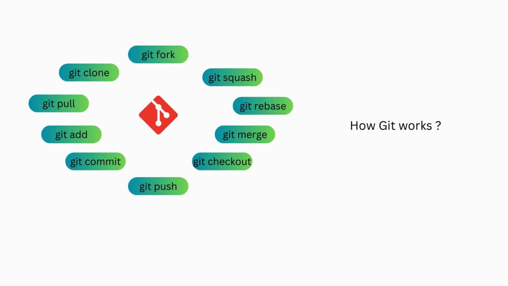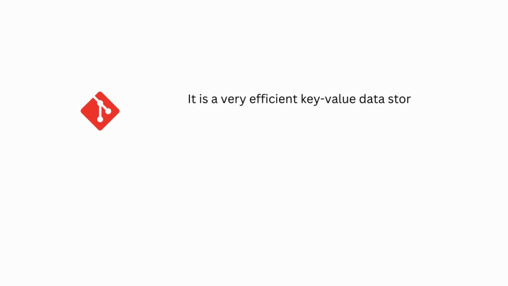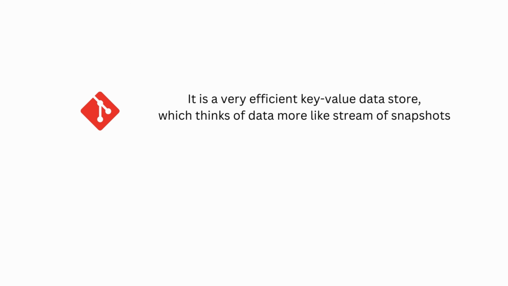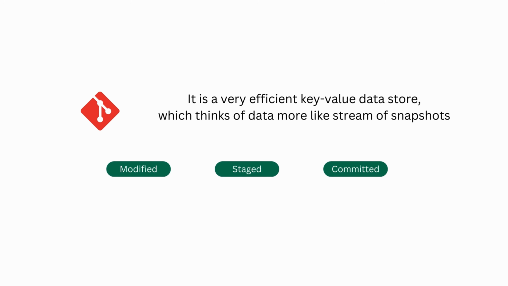If we go by definition, Git is a very efficient key value data store which thinks of data more like a stream of snapshots and has three stages, namely modified, staged and committed. It has certain data types like tree, blob, commits and tag.